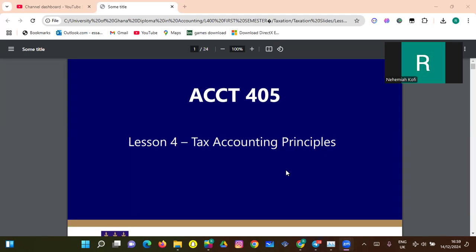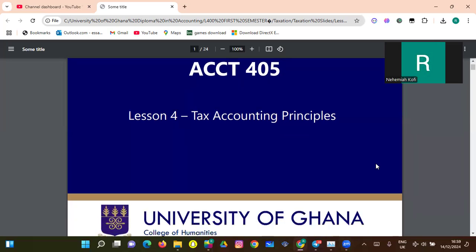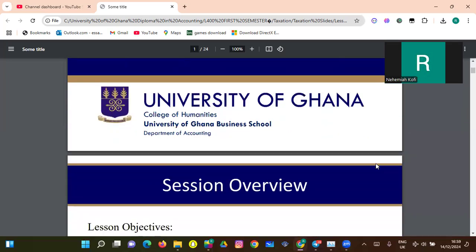So lesson 4 will be talking about tax accounting principles, which will cover year of assessments and basis period. Basically, when you understand the year of assessment and basis period, then you have more than 50% upper hand in taxation. Right. So let's dive into this. Let's pay keen attention and look at how we can do this lively.